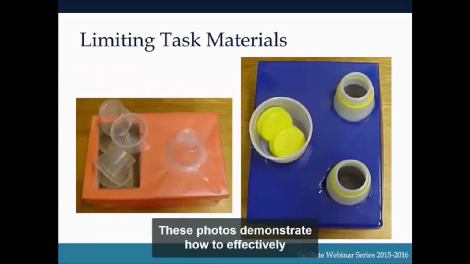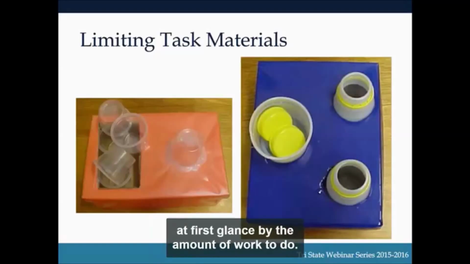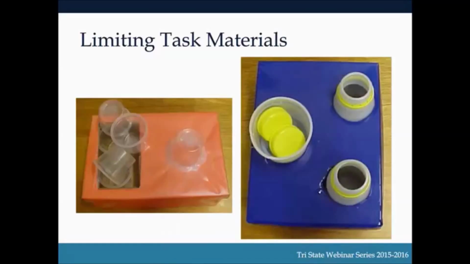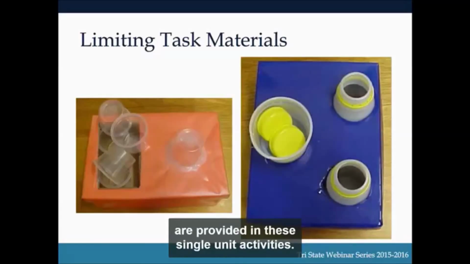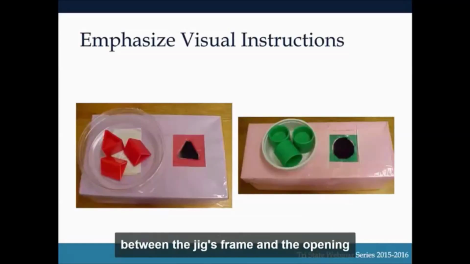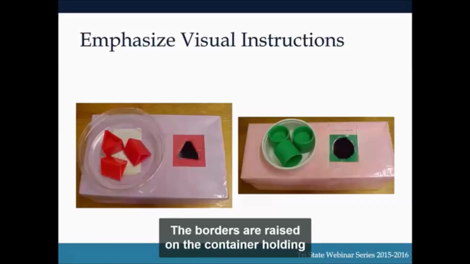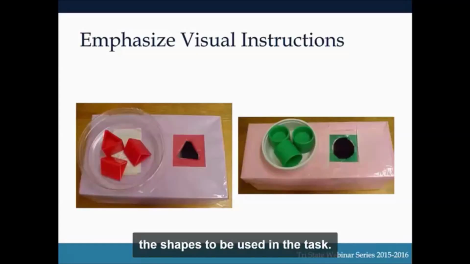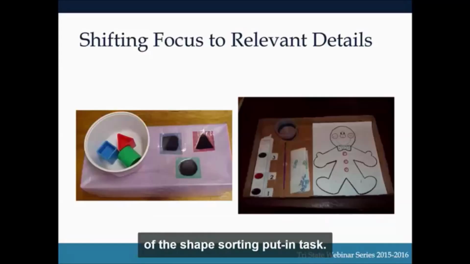These photos demonstrate how to effectively limit task field so that the student isn't overwhelmed at first glance by the amount of work to do. Only materials needed to complete the task are provided in these single-unit activities. Contrasting colors are used to differentiate between the jig's frame and the opening for the shape to be put in. The borders are raised on the container holding the shapes to be used in the task. The color coding and shape cutout in the first task help shift the student's focus to the relevant details of the shape sorting put-in task.